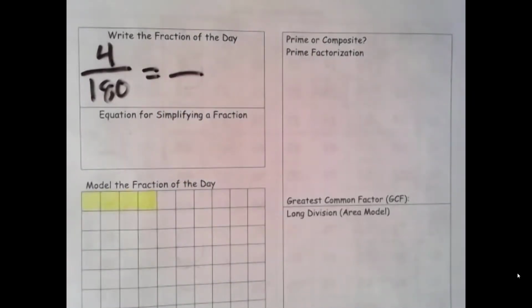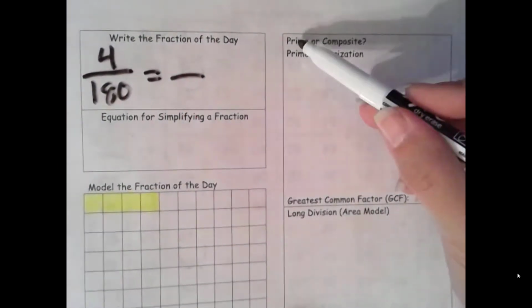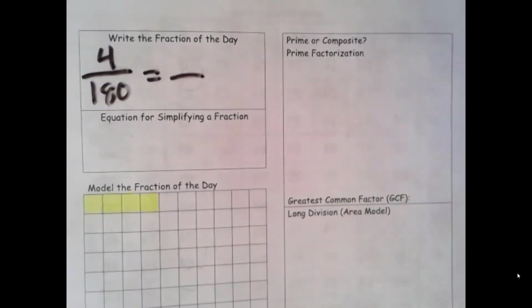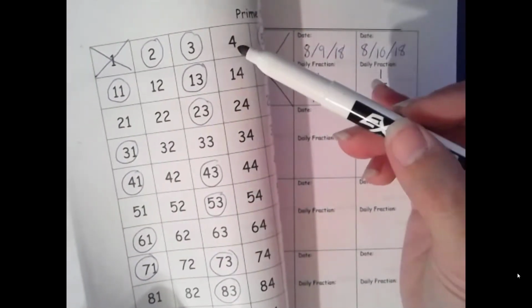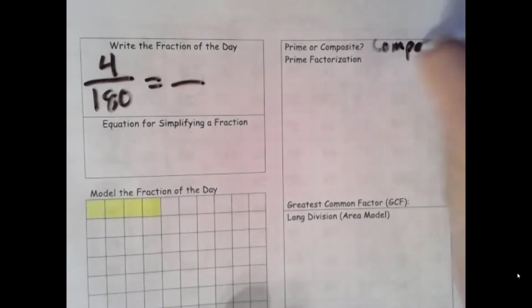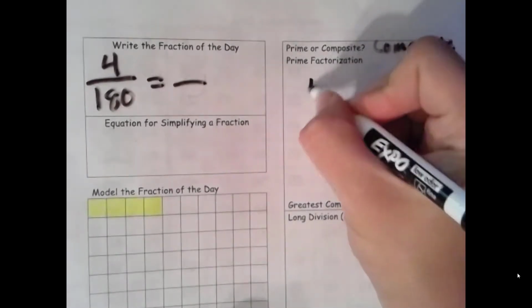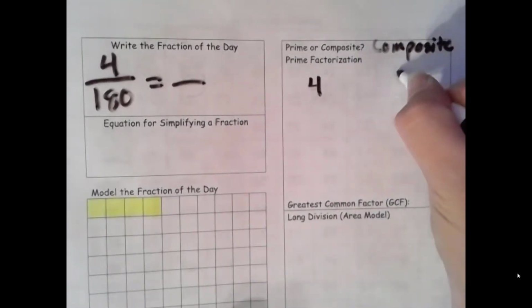All right, so now what we want to do is look at that numerator and answer this question. Is 4 prime or is it composite? So if we look, 4 is composite. If it's composite, we need to do our prime factorization for both the numerator and the denominator.